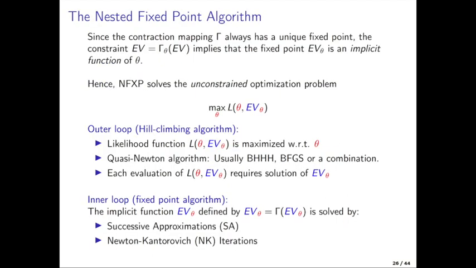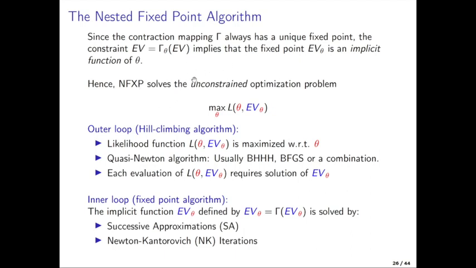I pretty much already said what the nested fixed point algorithm is, but let's zoom out a little bit and describe the overall picture here. It's really a nested algorithm in the sense that there is an outer algorithm that searches over the parameter space, and then there's an inner algorithm nested inside the hill climbing algorithm, where you repeatedly compute the fixed point, or the expected value function. Every time you vary theta, you need to find a new fixed point.